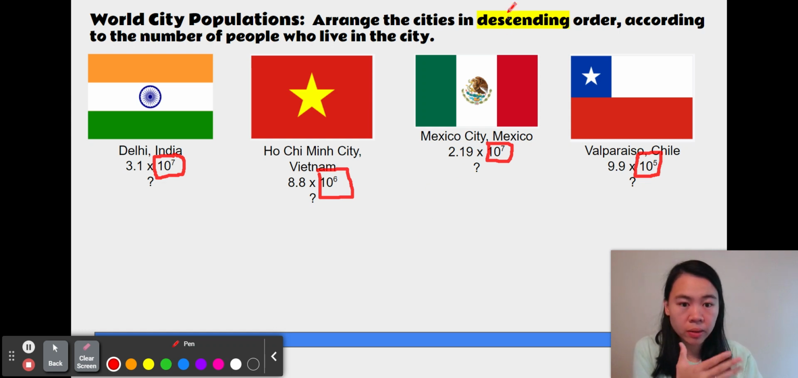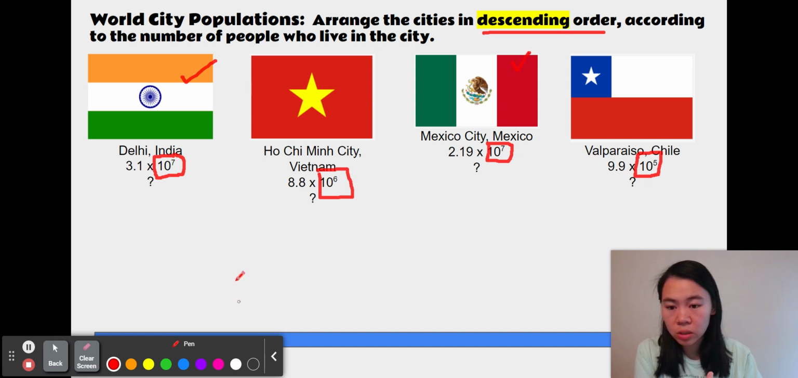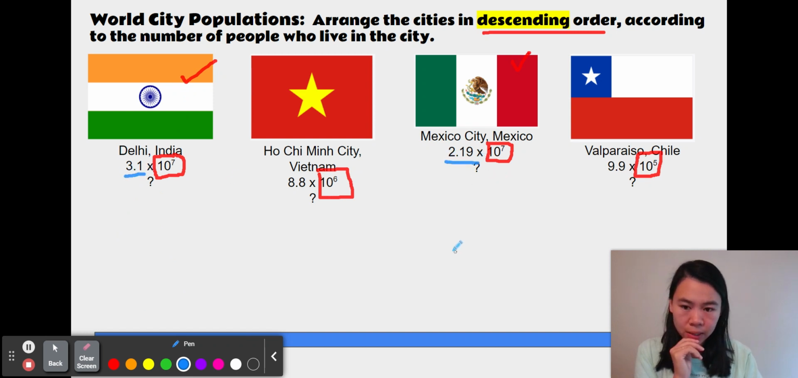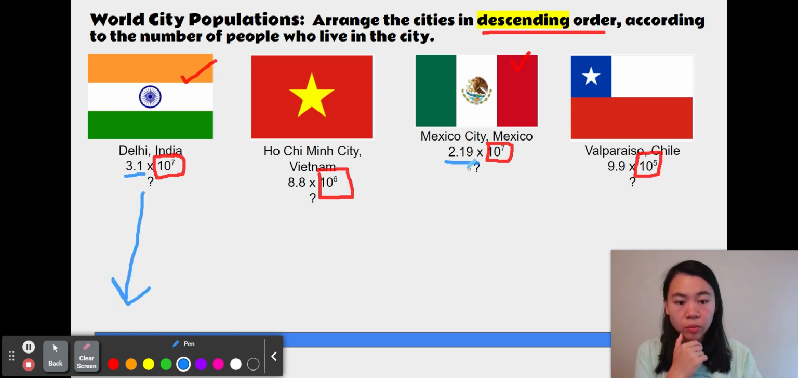Okay, so if we're comparing these, let's compare in descending order, going down. The largest number is going to have the exponent 7. We have 7, 6, 7, and 5. So these two are going to be the largest. How do I tell which one is larger between these two? Since they have the same exponent, we're going to look at the base, 3.1 and 2.19. So India is going to have the largest population because it has the largest exponent, and between the two with 7 as an exponent, it has the larger base. So India is going to go first, so drag India right here, followed by Mexico.